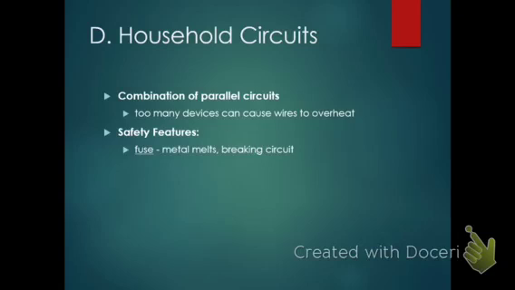Sometimes when you're at home and you start to plug up a bunch of things, you can see your lights get a little dimmer, and that'll give you an idea as to what kind of circuit that is. In our homes, we also have safety features such as circuit breakers, which are bimetallic strips. So when it gets hot, it bends, and then it breaks a circuit to stop the flow of electrons.